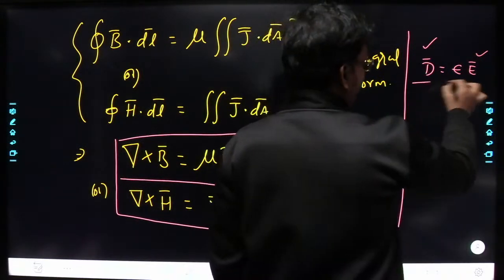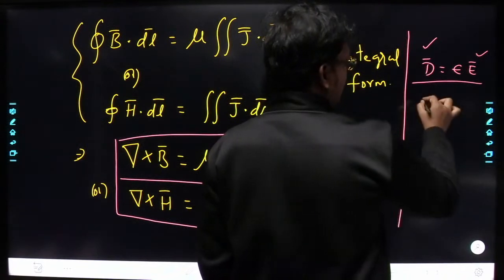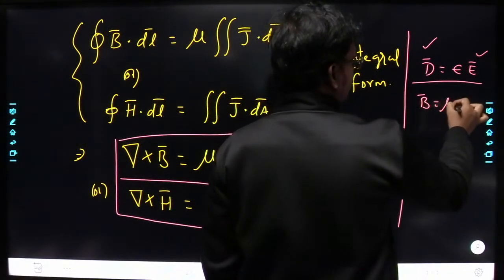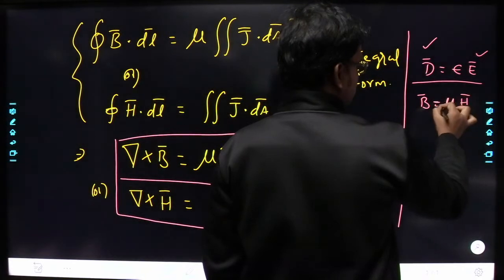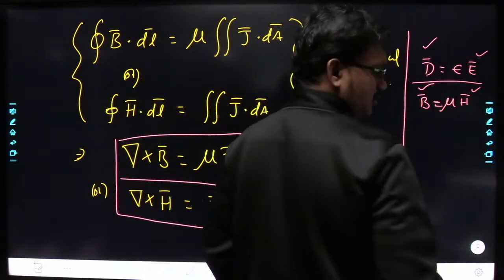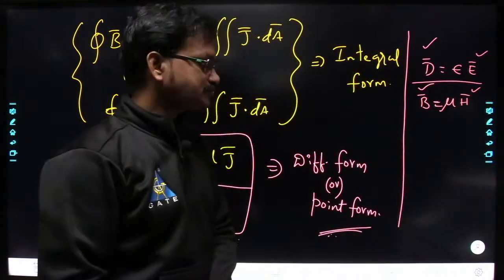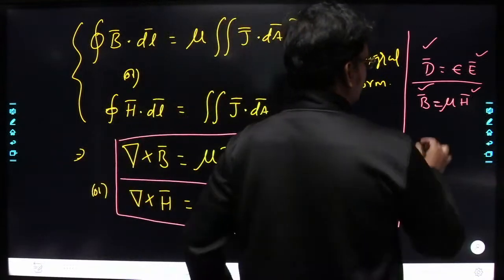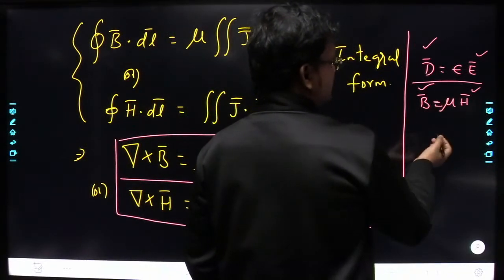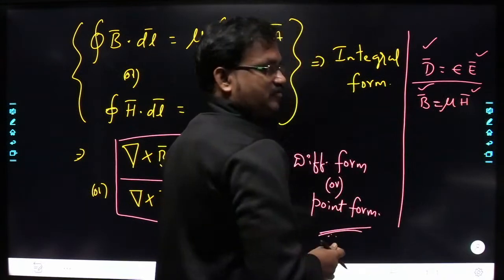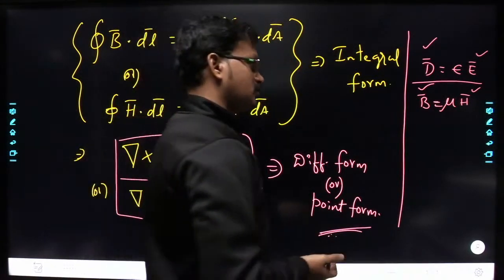And here in magnetostatics, in the magnetic field, B bar is equal to mu into H bar. So this is the relation between B bar and H bar. Here B bar is called the magnetic flux density and H bar is called the magnetic field intensity.